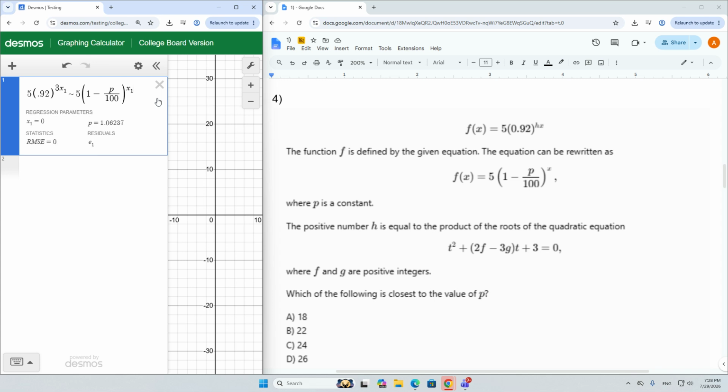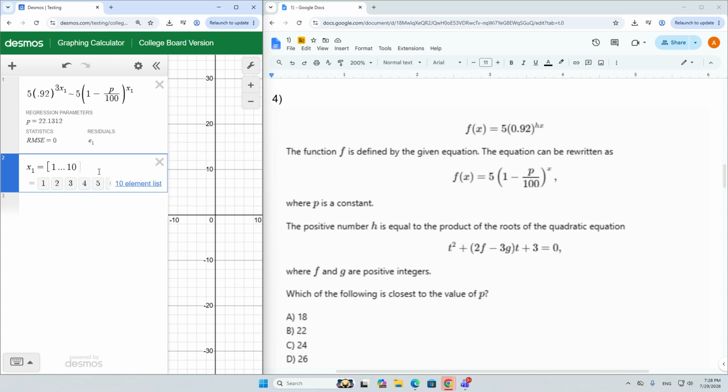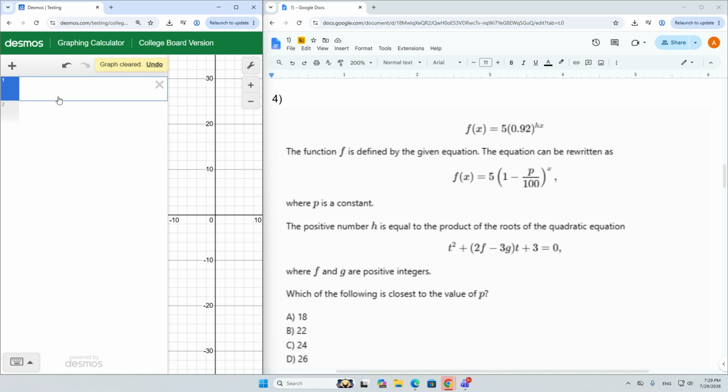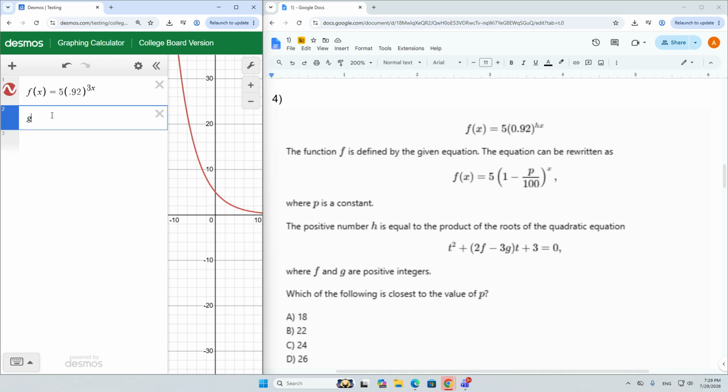So true for all values of x. Okay, so P is going to be that. So 22 would be my answer. Okay. So that's one way to do it. The other way to do it is to create functions. So some people like doing it this way. It's not, like I said, it's just preference. You know, one way is really not better than the other. It's just what you like doing.